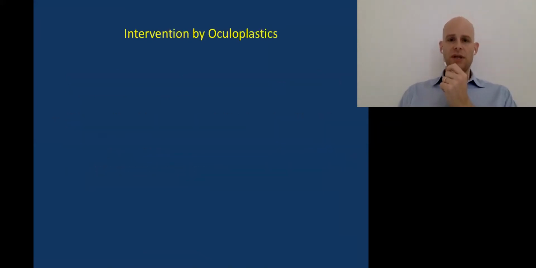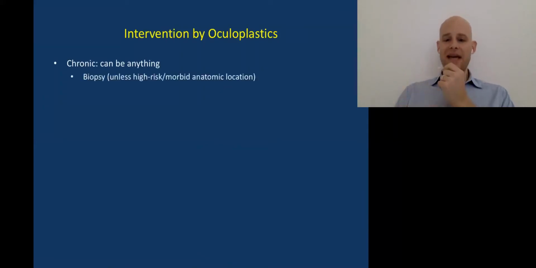So, intervention once they get to oculoplastics. Like I said, if somebody walks into my clinic now and it's chronic, it can be anything under the sun. So I biopsy. If somebody comes in with an enlarged lacrimal gland or a long-standing, large-looking infiltration within orbital fat, I will biopsy them. The only reason I don't biopsy these patients is if it's extremely high risk or a morbid location. So if it's at the apex of the orbit and I'm afraid I'm going to blind them, then in those cases, I will consider an anti-inflammatory trial.